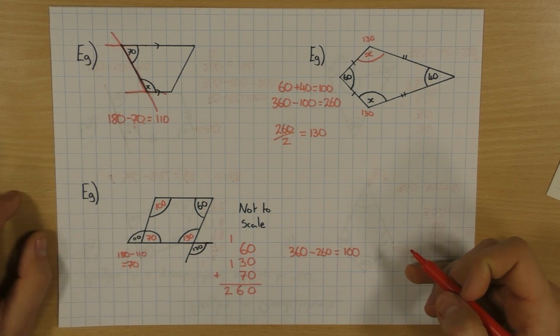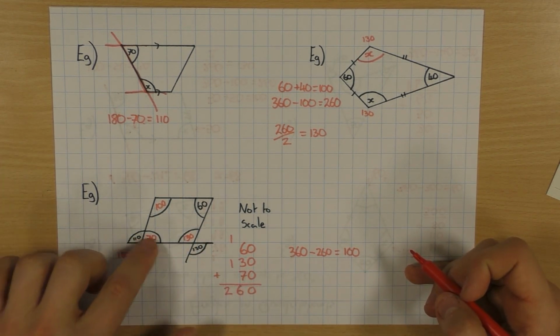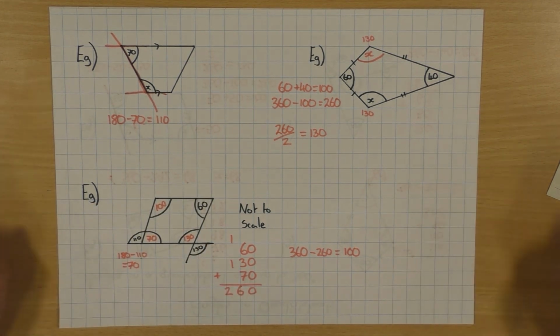So it's just using the straight line rule and opposite angles rule to fill in some missing angles before I can then work out all the angles in a quadrilateral. So just a few little things there to hopefully help.